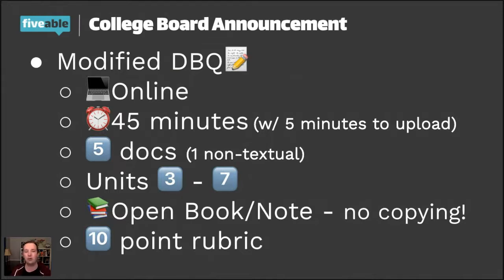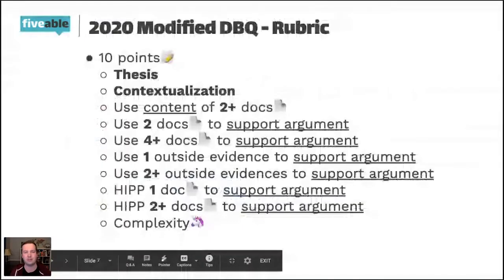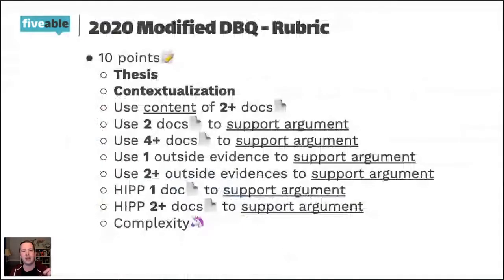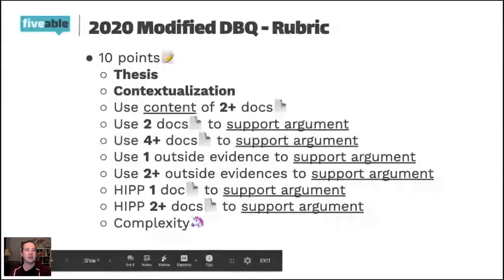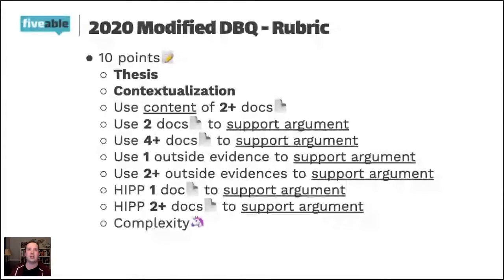And it's on a 10-point rubric. The 10-point rubric looks fairly similar to what you have already seen and have already been working with in your AP classes, right? So it looks kind of like this. This is the AP rubric for this year. And it's going to involve thesis, contextualization, same thing as before, and then using and HIPPing the documents, also same as before, just more of them, and thus able to get more points to be able to separate people. So that way, using one question, right? So be aware of that.